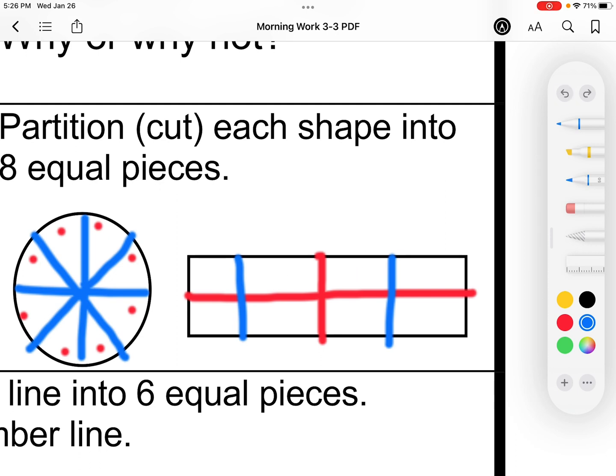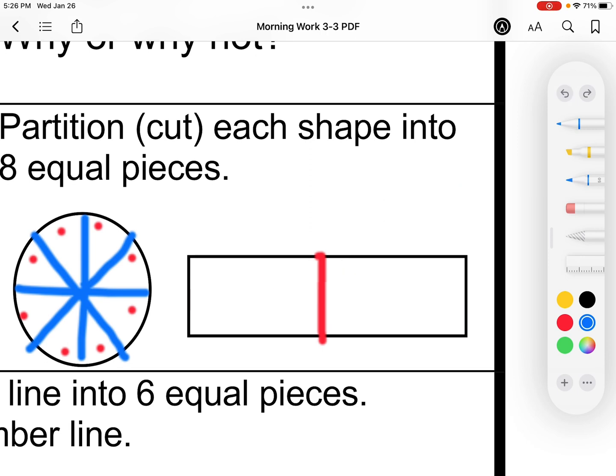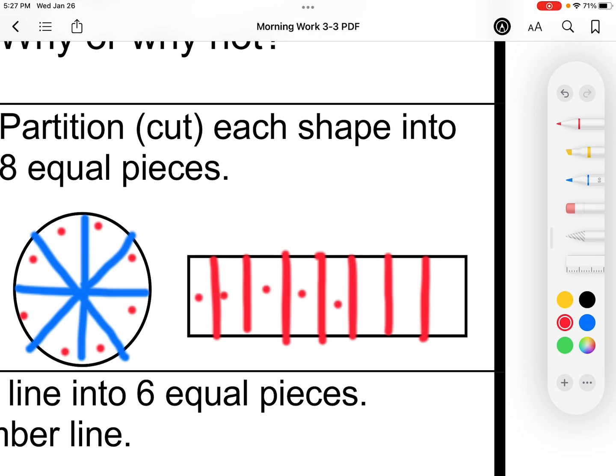Or you could do it like this, long and skinny. Draw 2 more. Sorry, I know that kind of curved a little bit. But you could count 1, 2, 3, 4, 5, 6, 7, 8. And those are the same. Or we could take away that line and do it differently to where we have 4 this way, and then split those, and then count to make sure. 1, 2, 3, 4, 5, 6, 7, 8.